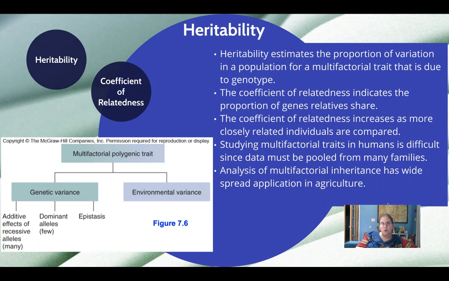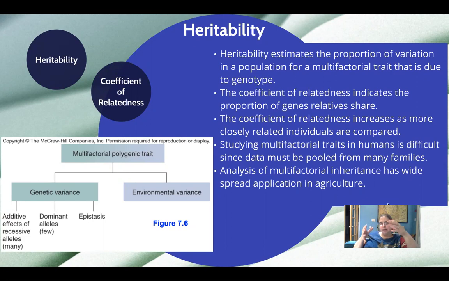So there's something called the coefficient of relatedness, and this will indicate the proportion of genes that relatives share. So if you have a higher coefficient of relatedness, then it means that you share more genes with someone. And that's what the next bullet point says. The coefficient of relatedness increases as more closely related individuals are compared.